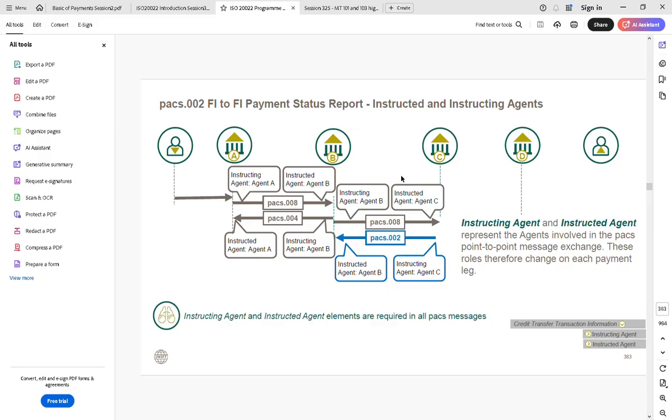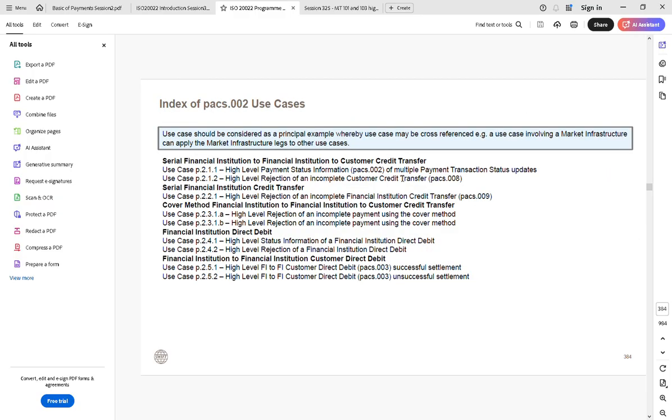FI to FI status report, instructor and instructing agent. No, this example is complicated, which is saying that after PACS.004, I don't want you to recommend this at this stage. It's very early, because this document is for experts as well as beginners. So what you should learn is mentioned here. Okay, so I will take one simple example one more time.